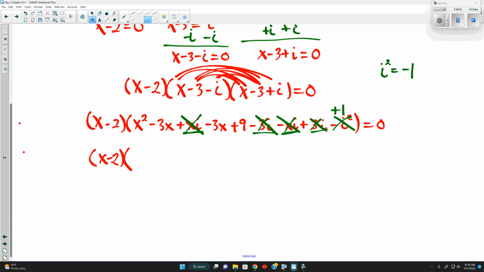i squared is one of the ones that shows up the most out of any of them. The graphing calculator will do i squared quite nicely, because you can do negative i squared, hit enter, and it'll tell you that it's positive 1. So if we combine all that's left, we have x squared. Negative 3x minus 3x is negative 6x. 9 plus 1 is plus 10.